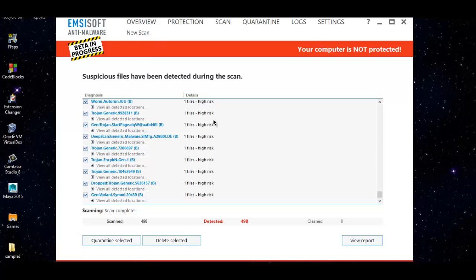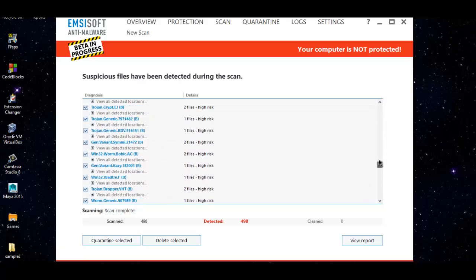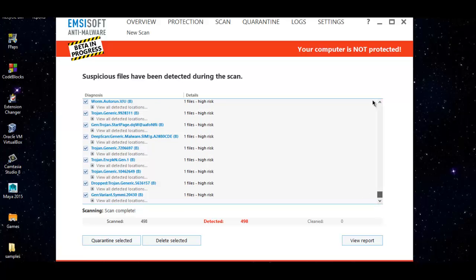For comparison's sake, I'll just show you. The same samples when scanned by Emsisoft reveal all 498 pieces of malware. So Emsisoft maintains the 100% detection rate, but XVirus doesn't. And that clearly shows that it's not as reliable as the other anti-malware companies, and they're just sampling websites to get their detection rate higher.